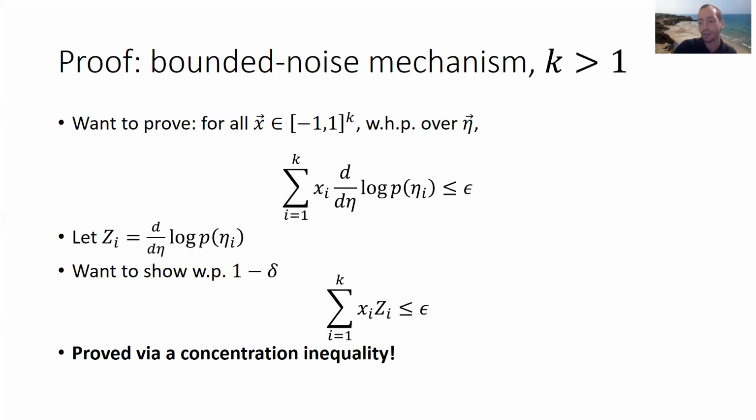In order to prove this concentration inequality, we first need that each Zi concentrates. Now these Zi's are independent random variables, so we can use a concentration inequality for independent random variables to get this combined inequality. So that's it for the proof of k greater than one.